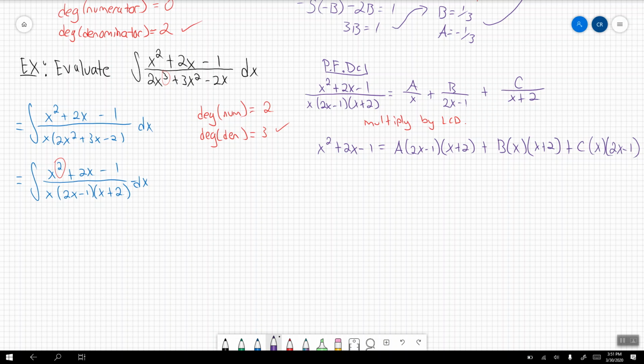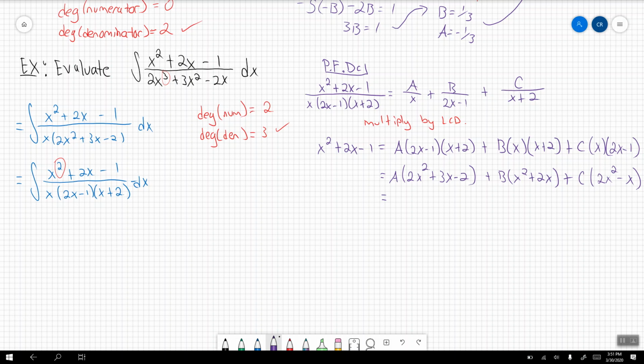Now what we're going to do is, on the right-hand side, again, start distributing everything. Start distributing all of your terms, all of your coefficients, and start grouping them together. So here I'm going to have a multiplied by 2x squared plus 3x minus 2. There we are. The second term is going to be b times x squared plus 2x, and the next term is going to be c times 2x squared minus x.